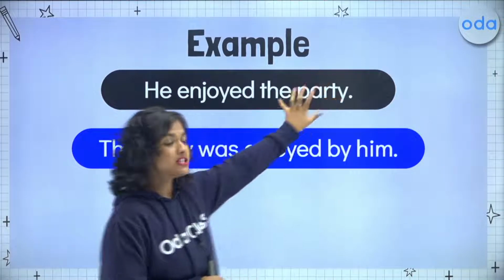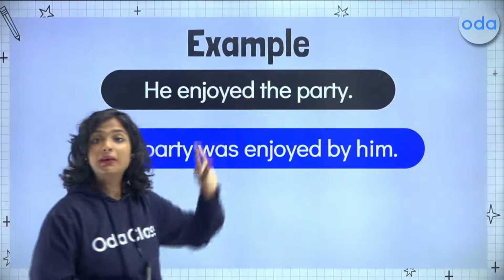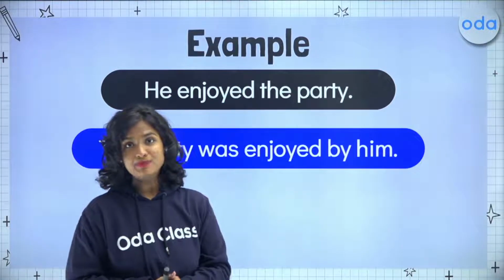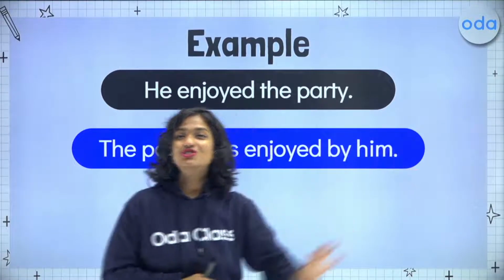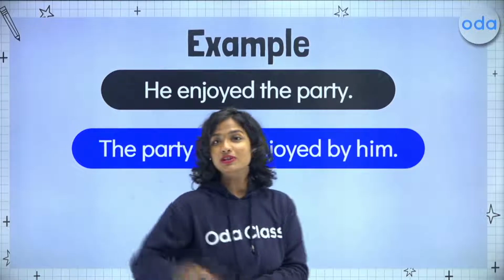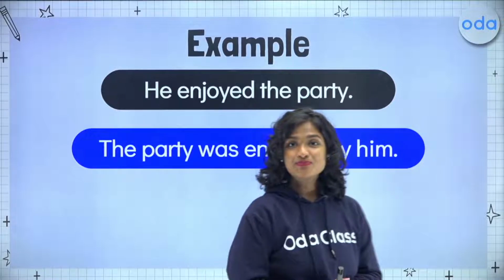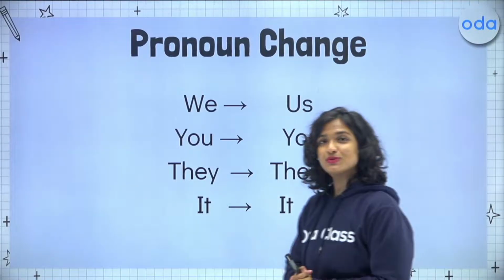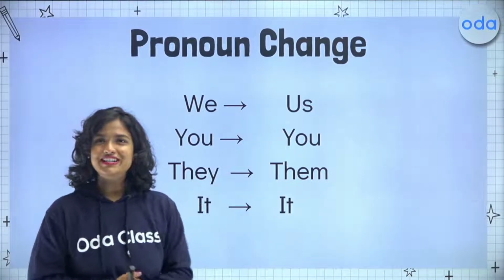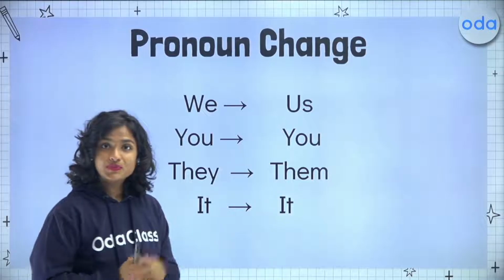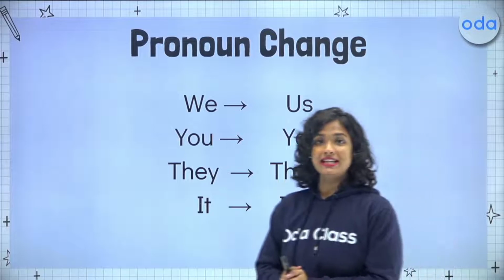Notice the object from here becomes the subject here. We change the verb so that the meaning of the sentence remains the same, and we shift the subject to the object and also change the form of the pronoun. He here becomes him in the second sentence. Let's take a look at the plural pronouns as well. We becomes us. You, as we already saw earlier, remains you. They becomes them. And lastly, it once again remains it.